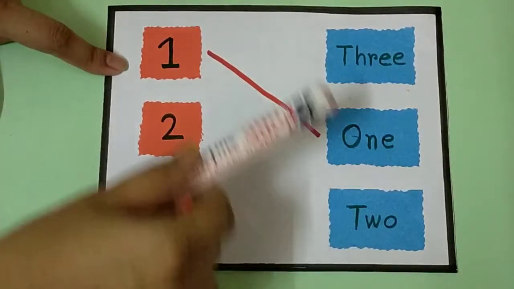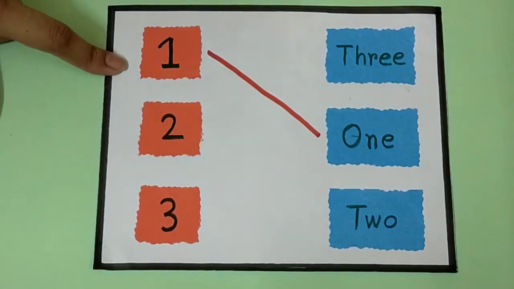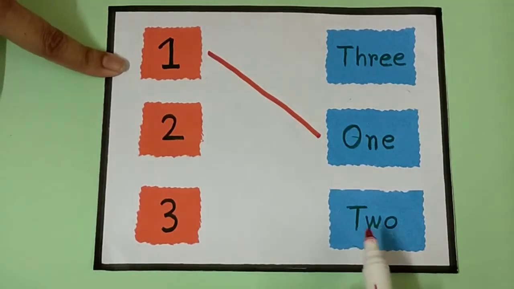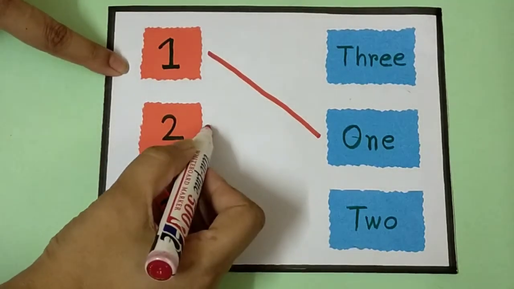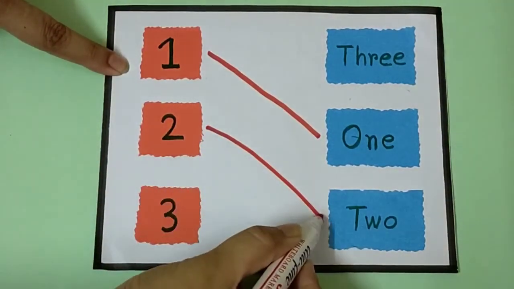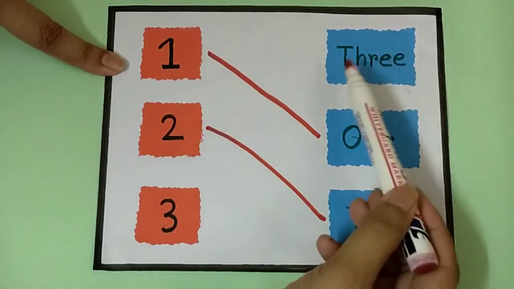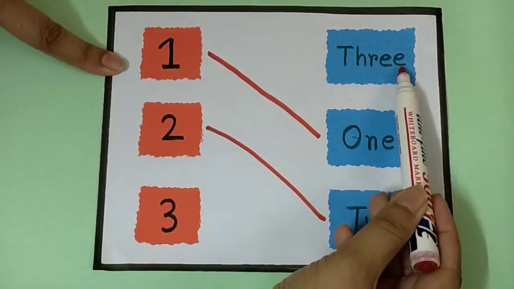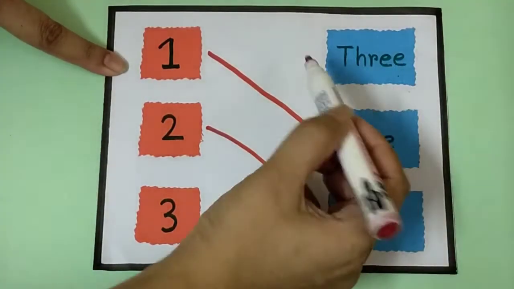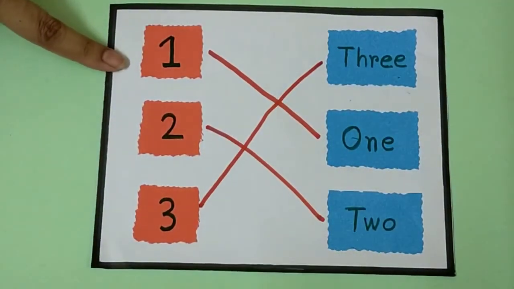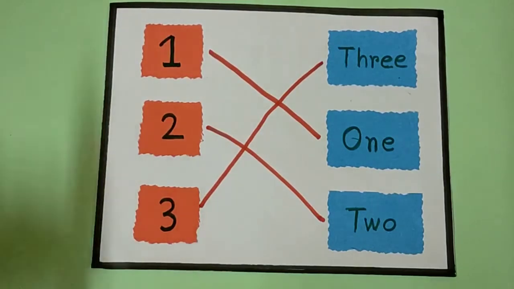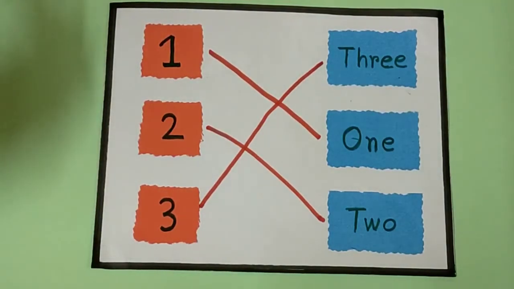Now, next one is 2. Which one is the spelling of 2? Okay, very good. You guys are learning very fast. T-W-O, 2. Okay, now let's match it. Now 3. T-H-R double E, 3. You will practice at home like this, okay? Then you can remember the spelling.